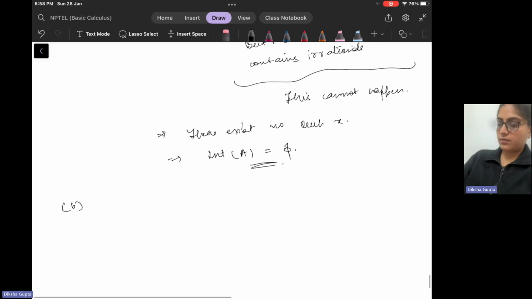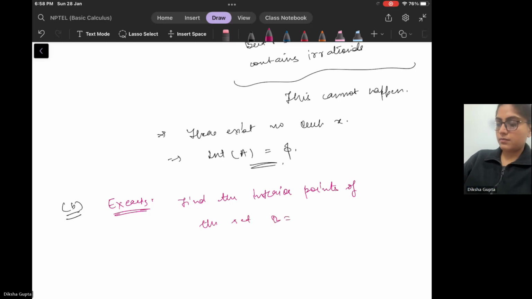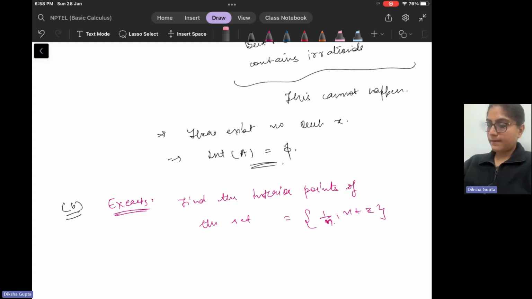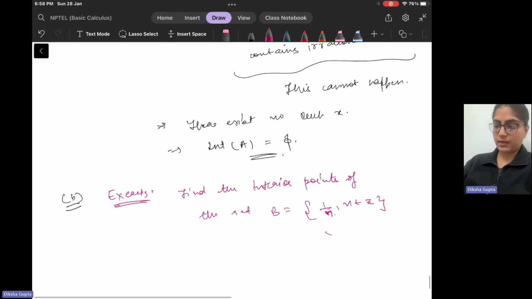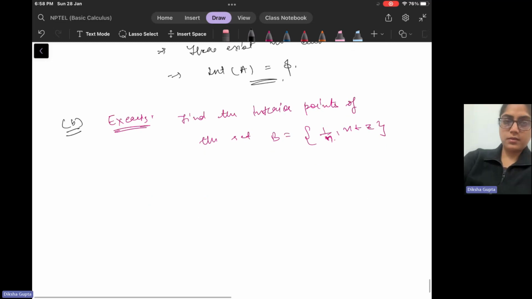Okay, so just a simple exercise: you have to find the interior points of the set B equals 1 by n again. A famous, or you can say good, set with so many properties you can learn from this type of set, right?